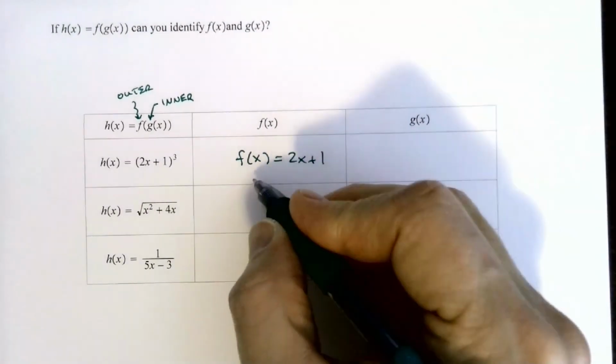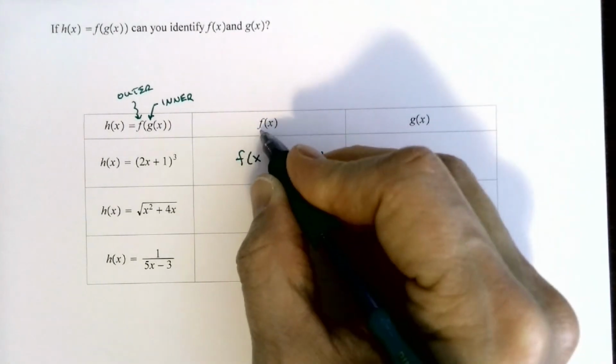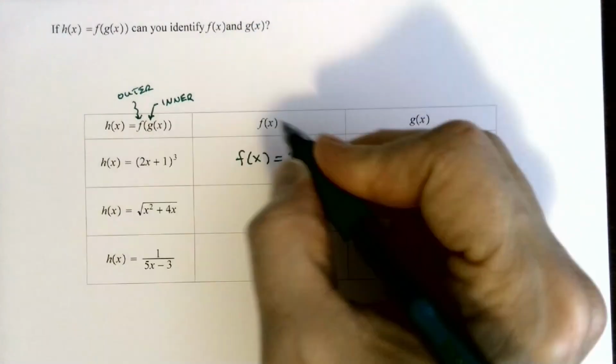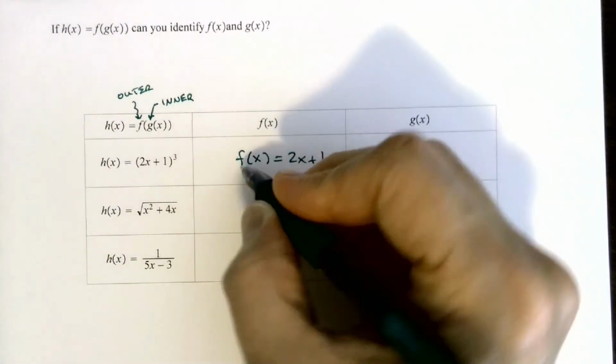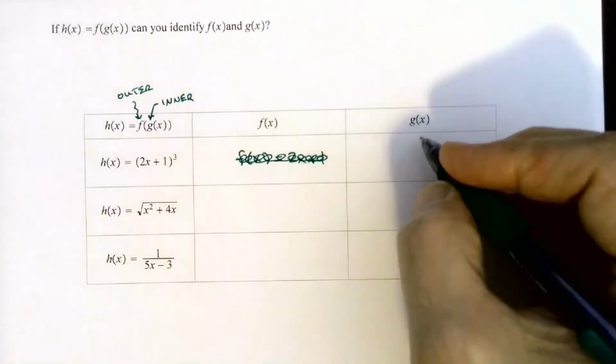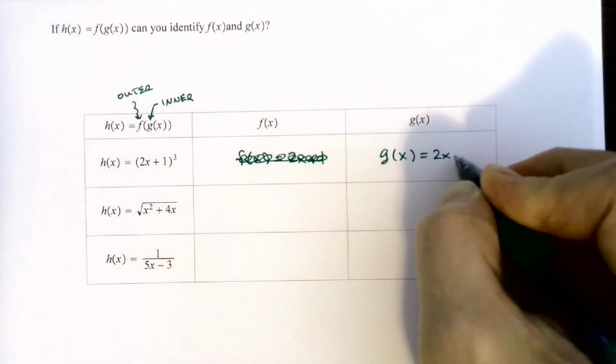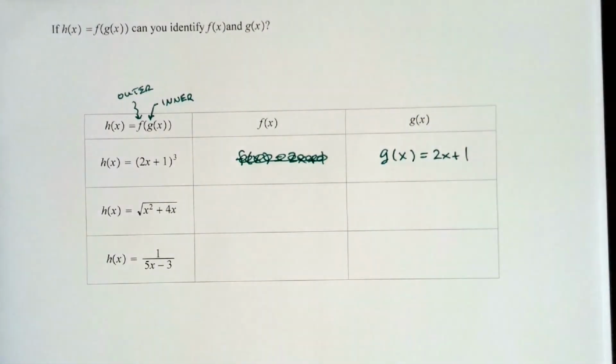Oh, I've totally messed this up. I'm sorry. F of x was my outer function. I said that here. And then I said f of x is my inner function. Okay. Well, that was a big fail. G of x is our inner function. So g of x, I'm sorry, should be equal to 2x plus 1. I'm so sorry.